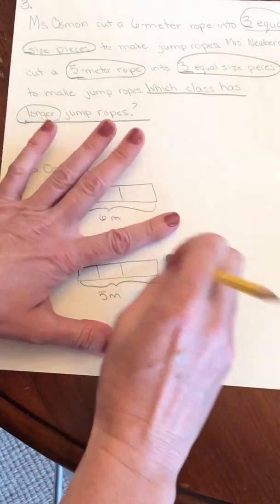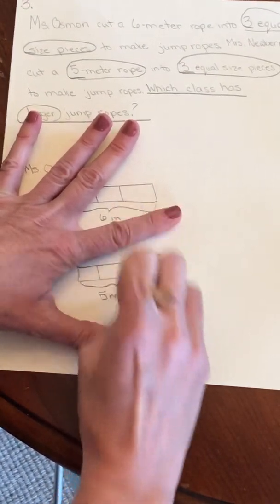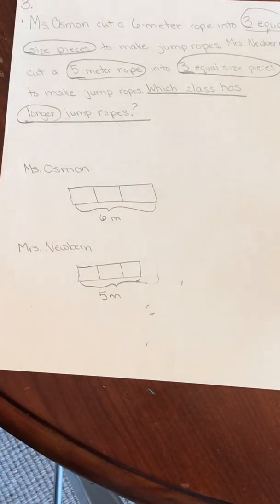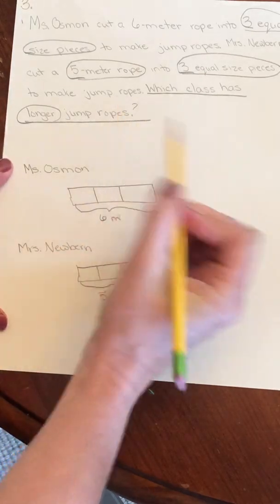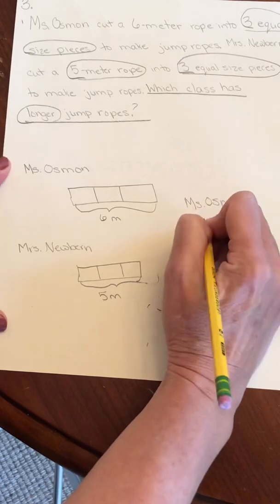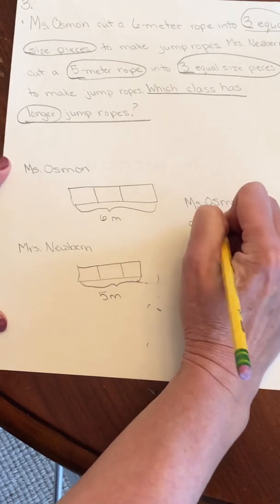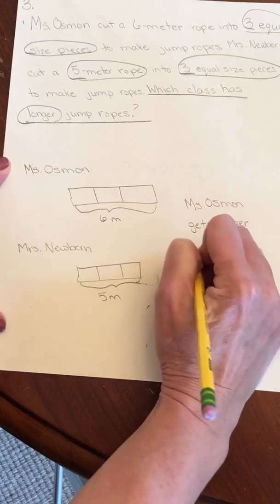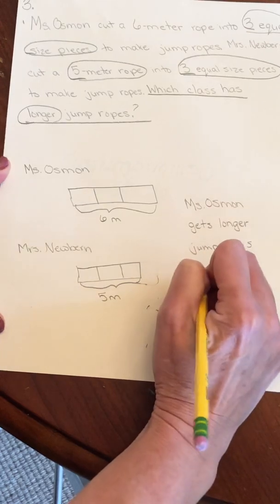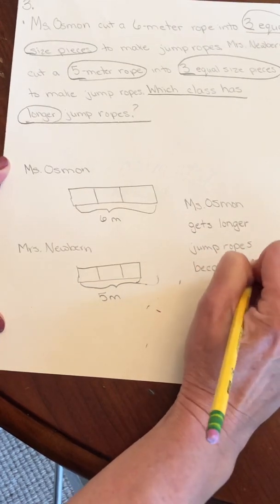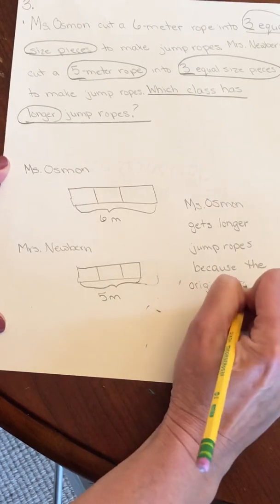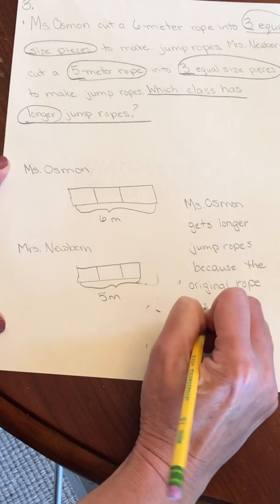And really, if I wanted to make this a little bit more exact, my 5 meters should be a little bit smaller than that 6 meters. They shouldn't be the same size. So which class has longer jump ropes? Miss Osmond gets longer jump ropes because the original rope was longer.